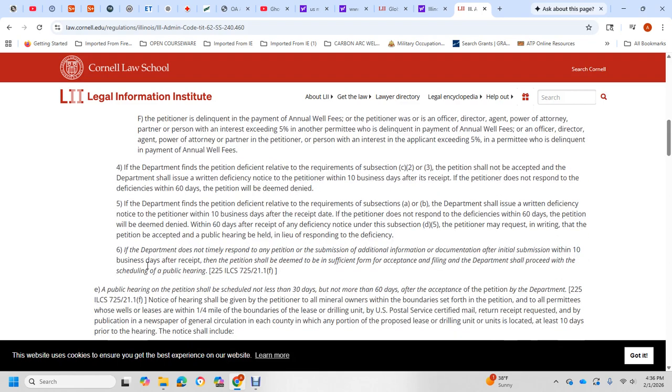the petition shall not be accepted. The department shall issue a notice of deficiency no later than 10 business days after the receipt of the petition. If there is no response to the deficiency within 60 days, the petition will be deemed denied.